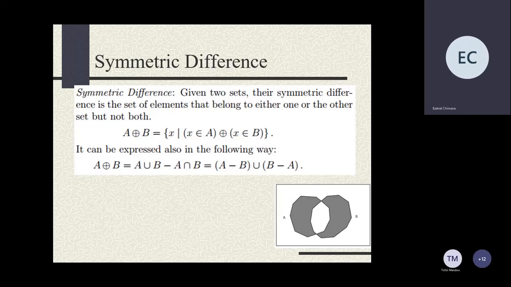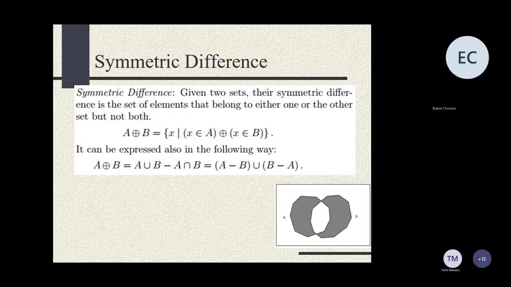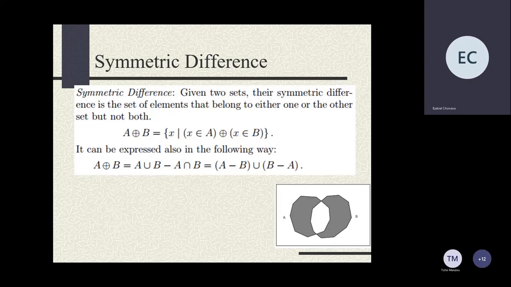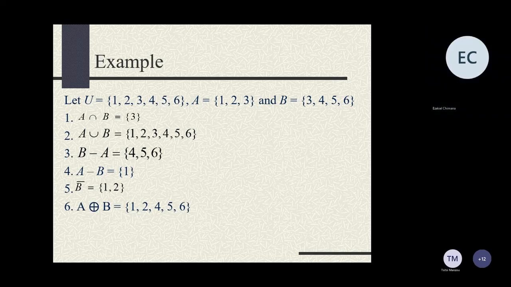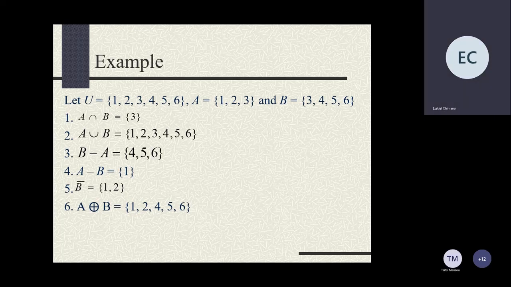So here is an example where you'll be using a universal set with 1, 2, 3, 4, 5, 6 as its elements, A with 1, 2, 3, and B with 3, 4, 5, 6. So A intersecting B, you have to find the elements in A and B, which is 3. And then A union B, you have to find the elements in A or B and put them together, which means it will be 1, 2, 3, 4, 5, 6.